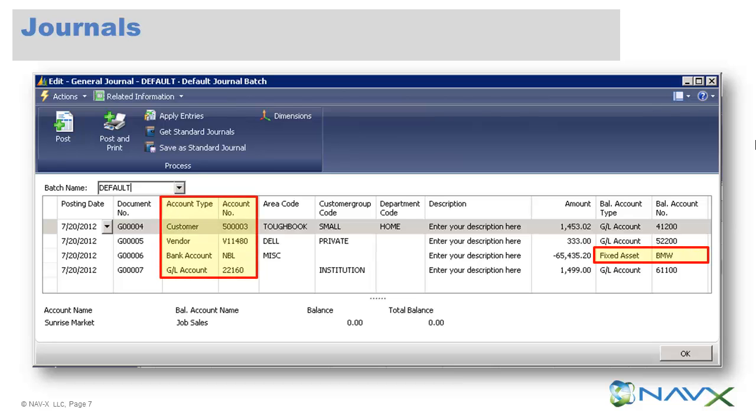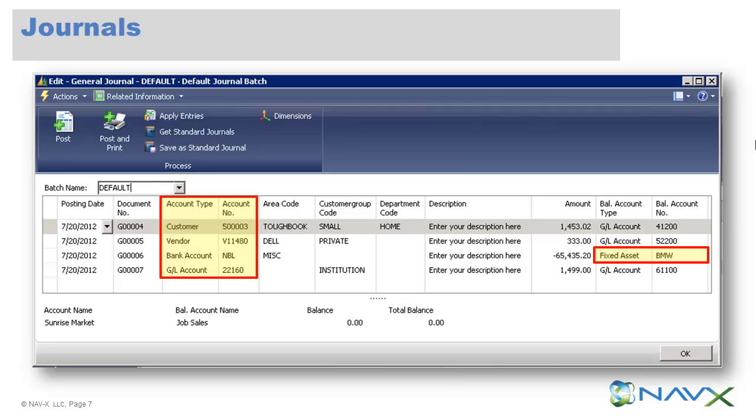In addition, I want to call your attention to the account types. We can create a journal entry that hits the customer subledger, or the vendor subledger, or the bank account subledger, or directly into a GL account. And as you notice on the right-hand side, we can also hit fixed assets.